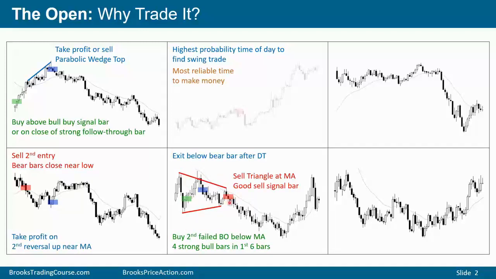Reversal down, reversal down, reversal down. Trading range, high or low, lower high here. Decent sell signal bar here at the moving average. Reasonable sell, looking for a swing down.